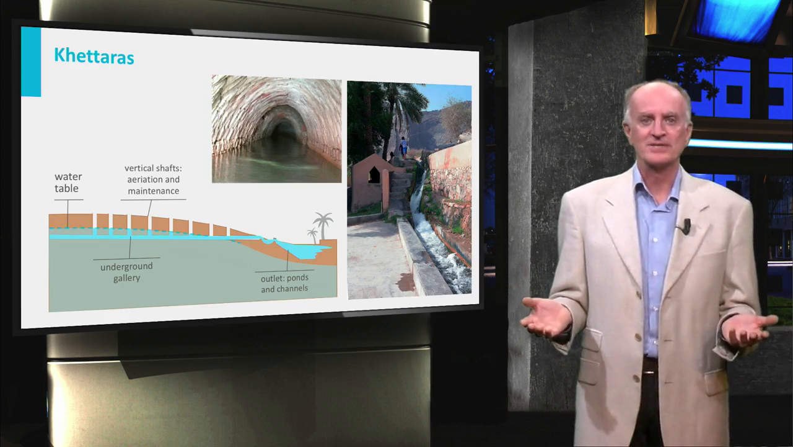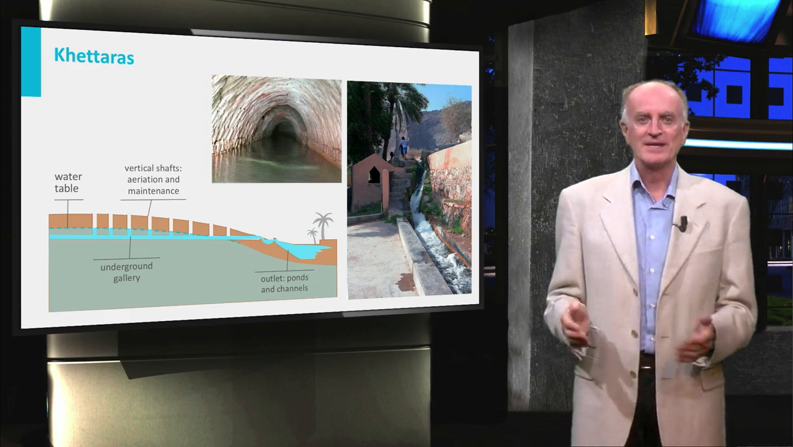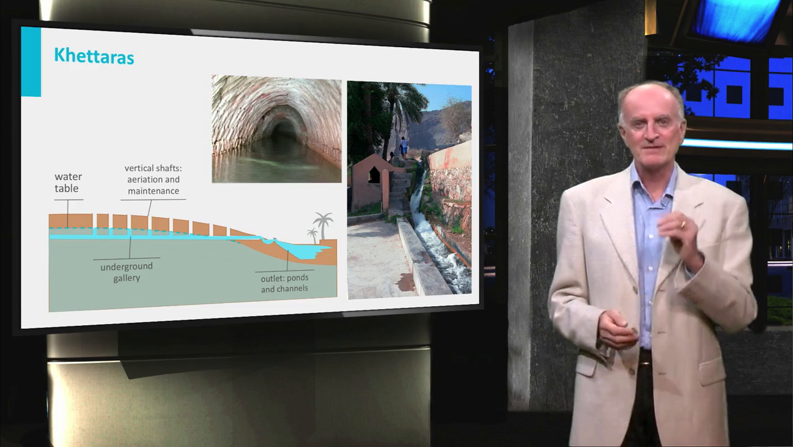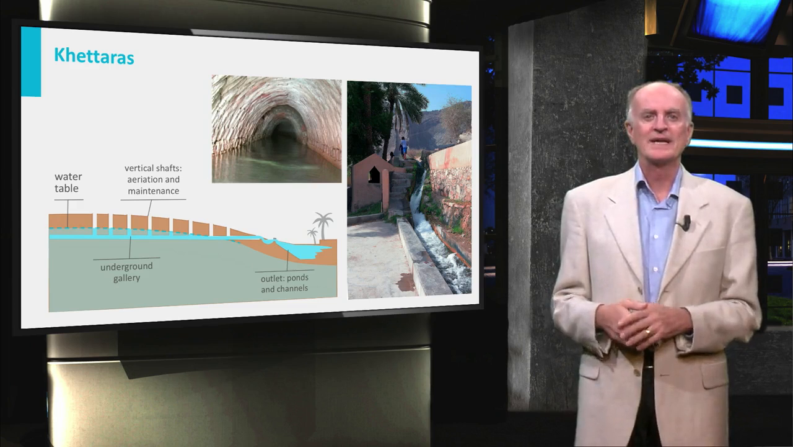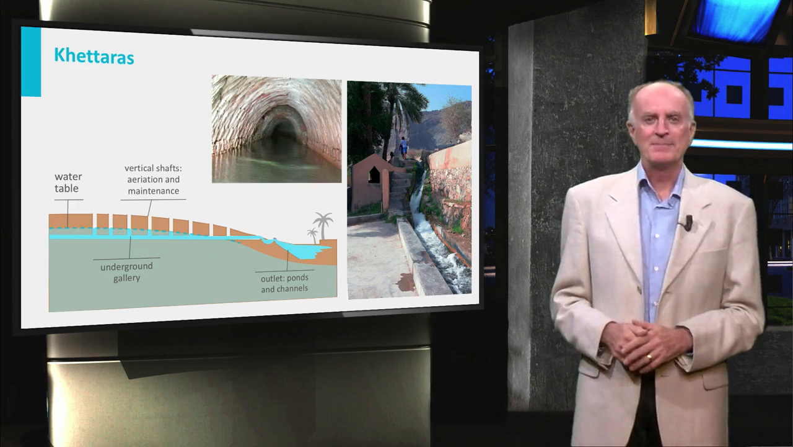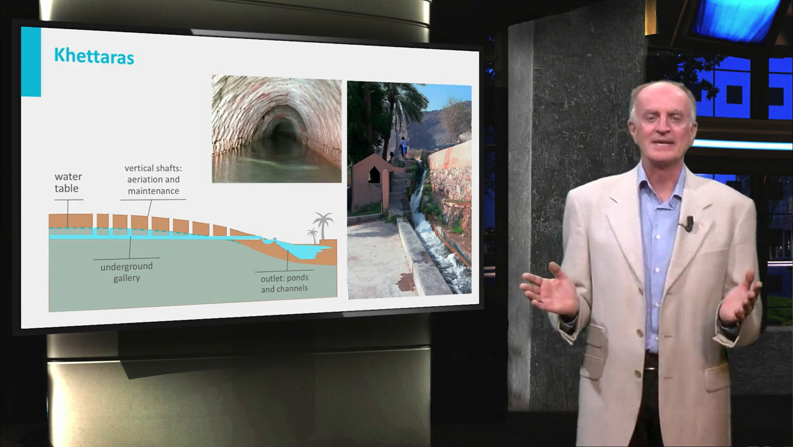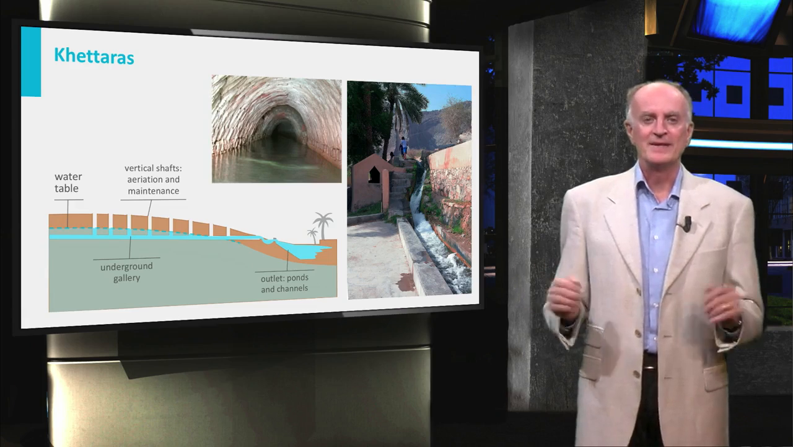settlements and agriculture. The underground tunnels were then equipped with vertical shafts and other infrastructures. These systems are called qanats. In some places of Morocco, there are tens of these tunnels feeding communities and their activities.